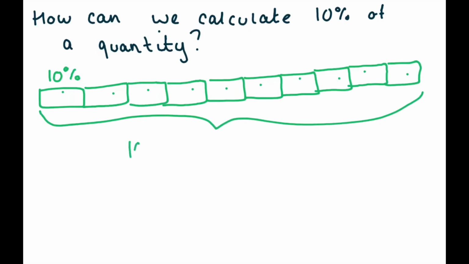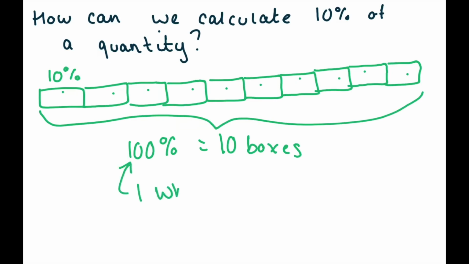So 100% is worth 10 lots of 10% or 10 boxes. Remember that 100% is the same as one whole. So what this means is that if I want to find 10% of something, I need to split it throughout those 10 boxes. The operation we use when we're splitting a number up is division. So this means that we would do that quantity divided by 10.